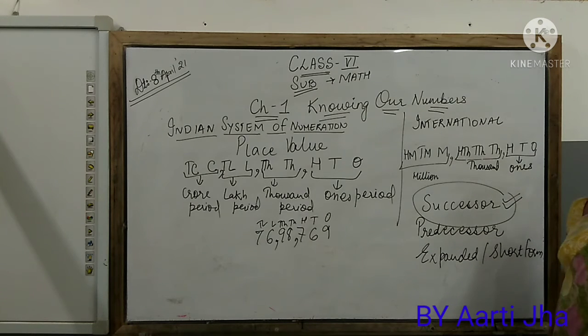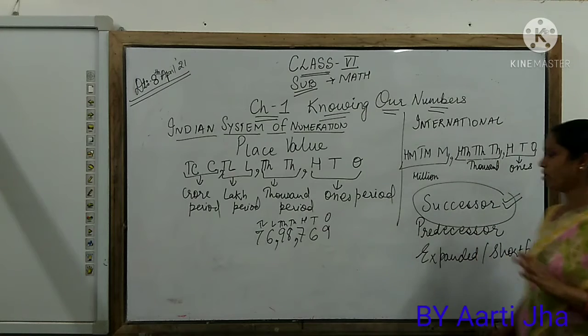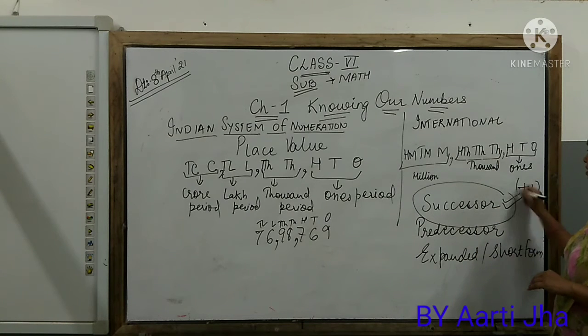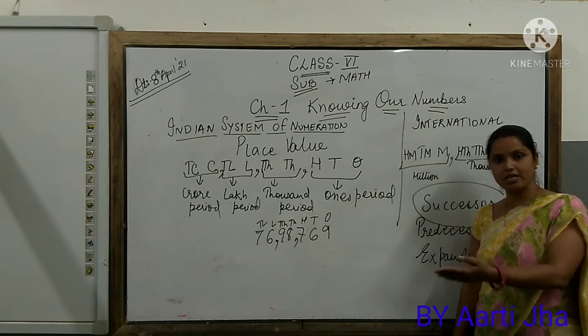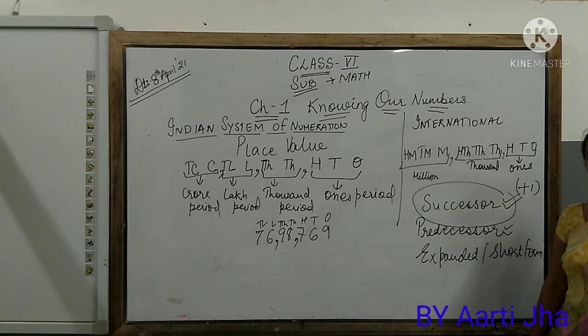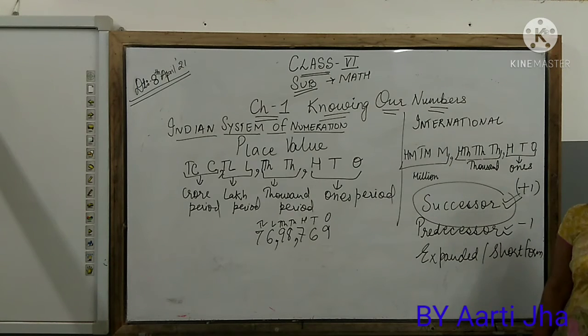Successor means after, that is forward, that is 1 digit ahead, or we can say plus 1. Then predecessor means before, previous, 1 step backward, or you can say minus 1.